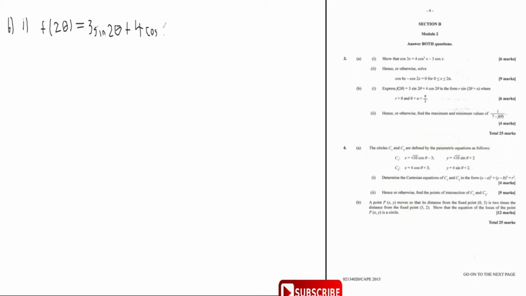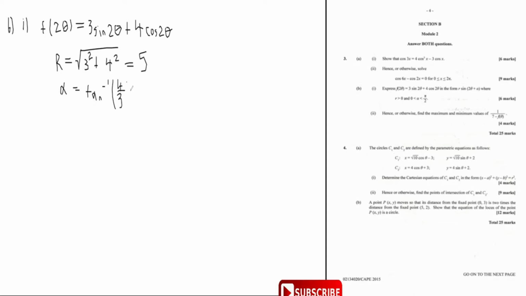In order to express it in the r sine form, the first thing we have to remember is that r is equal to the square root of a squared plus b squared. So r is equal to the square root of 3 squared plus 4 squared, which is 5. That is r. The next thing we need to find is alpha. Alpha is tan inverse of b over a, which is tan inverse of 4 over 3.